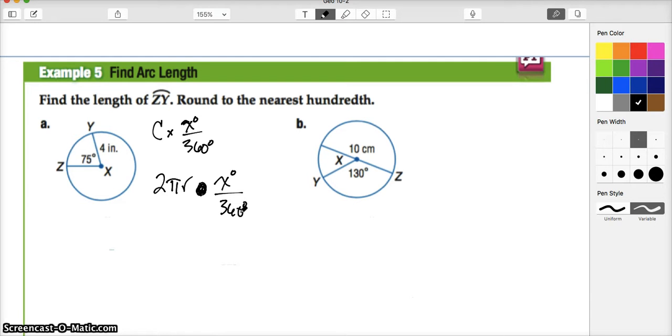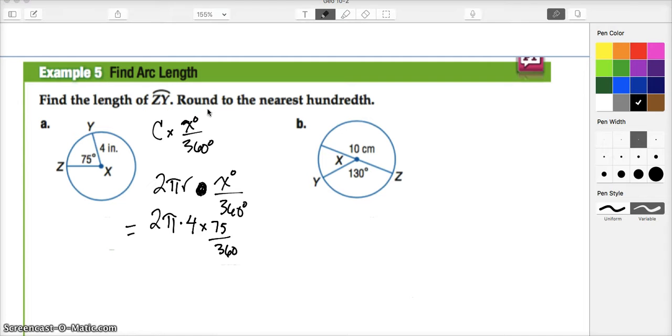I'm going to literally just plug in the information. If I'm looking for the arc length of zy in this case, then what I'm going to do is take 2 times pi times 4, which is the radius here, times the central angle, 75 degrees, over 360 degrees. And so this is basically calculator ready. So I'm going to move to my calculator and put all this information in.